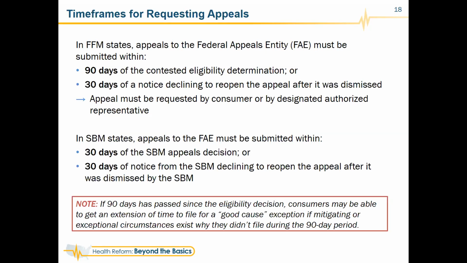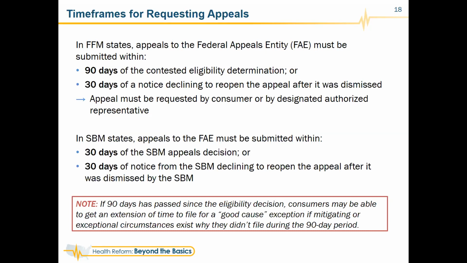In state-based marketplaces, once an individual appeals to their state-based marketplace, gets a decision they don't agree with, and wants to appeal that decision to the FFM, they have 30 days after they receive their appeals decision from the state-based marketplace, or 30 days if they've requested the SBM to reopen it and it was dismissed.